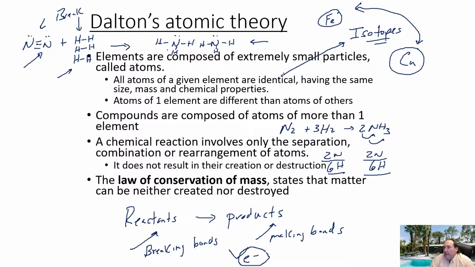Again, a couple of parts are really not correct. It's the idea of atoms being indivisible and indestructible, and also the idea that all atoms of the same element are identical to each other. Again, the existence of isotopes, which we'll talk about a little bit later on, disproves that idea. But all the rest of the parts are still correct today.